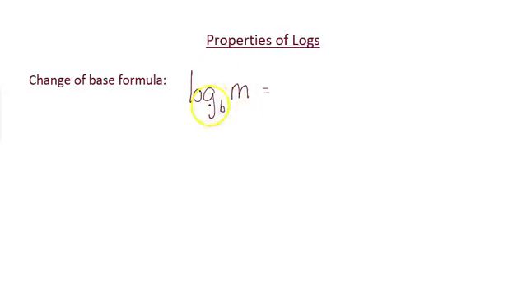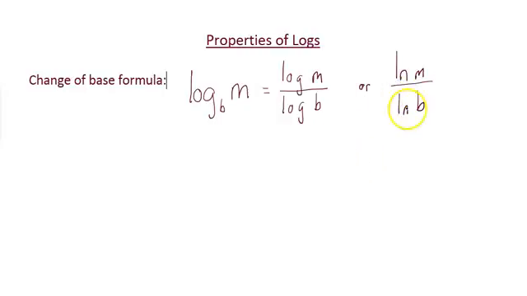And so what it says is if we have this situation, that is equal to the log of m with a base 10, understood, over the log of b with a base 10, understood. Okay? And so that allows us to be able to type this in our calculator. And interestingly enough, this can also be the same thing as natural log m over the natural log of b. So if you forget and you use natural log, it's not going to hurt anything.